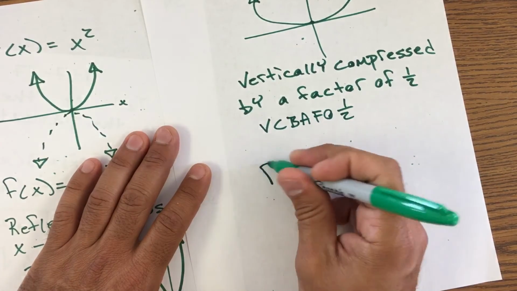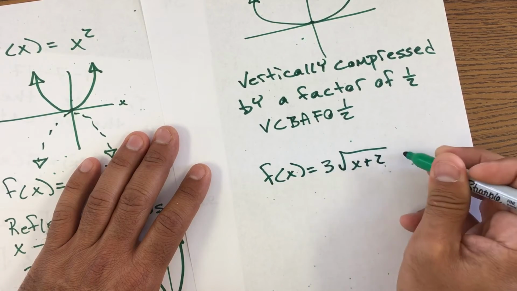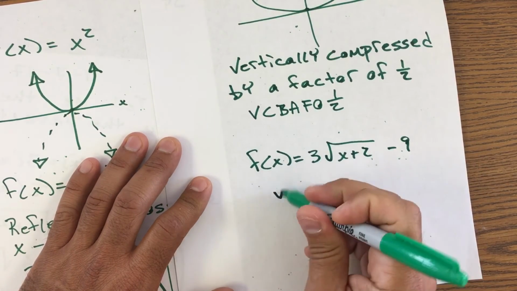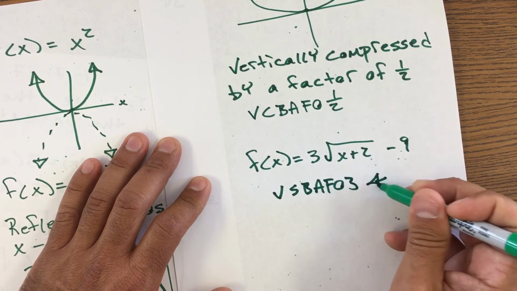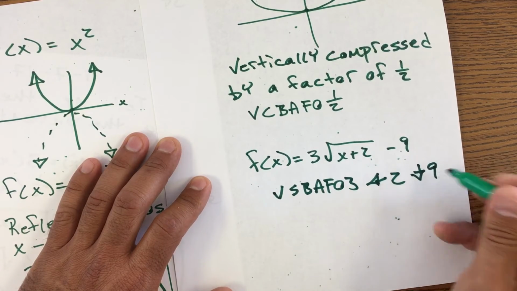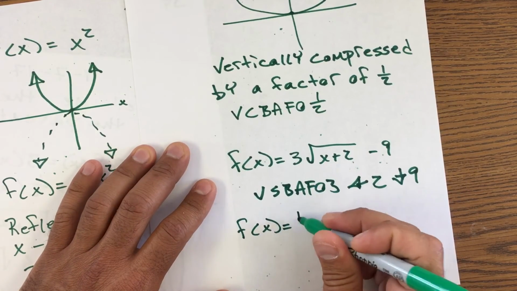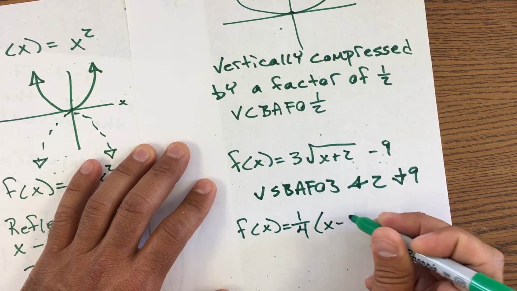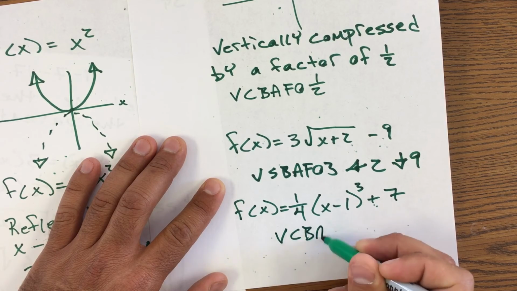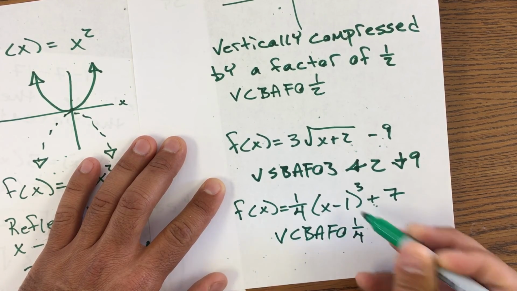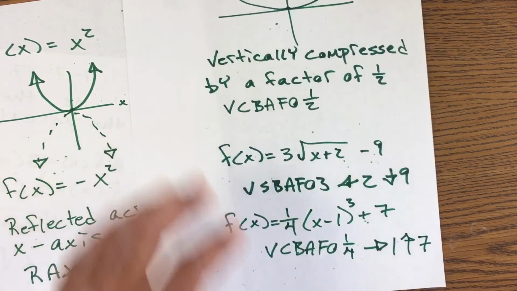So when I have ones that look like this, it doesn't matter which parent function I have. This is going to vertically stretch it by a factor of 3. This is going to move me to the left 2, and this is going to move me down 9. If it tells me this, this is going to vertically compress me by a factor of 1/4. This is going to move me to the right 1, and this is going to move me up 7. So that's what we're looking at today.